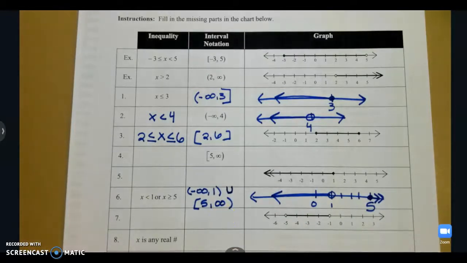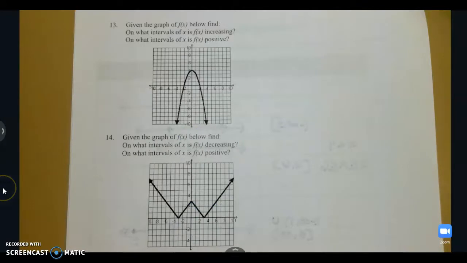Okay, we are going to move on to the next page. We are going to be practicing our interval notation to describe some of the features of graphs. So on number 13 here, we're given the graph f of x, that's our function. What intervals of x, so what x values is f of x increasing? So on what intervals of x is my function increasing? So between what x values are my y values getting bigger?